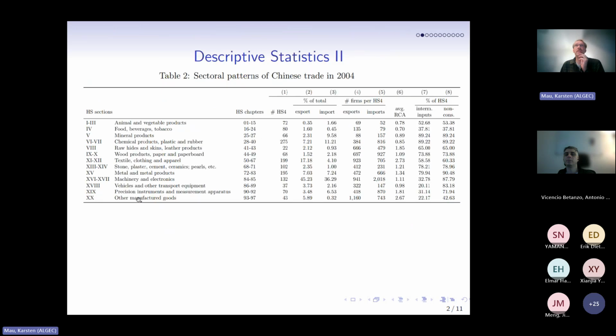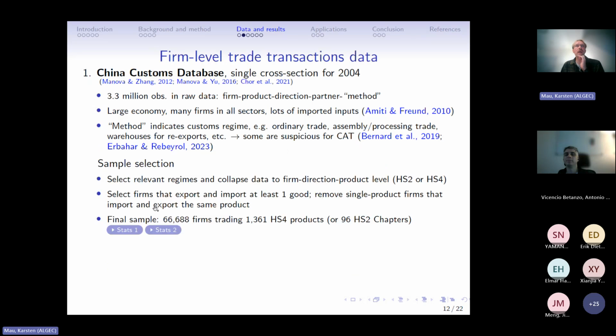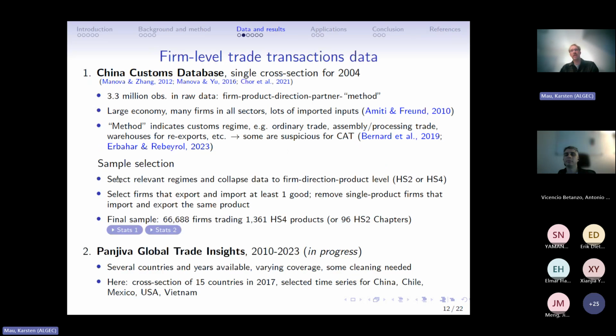Then, this is a bit more on the sectoral composition. Maybe this is not so relevant now. I go back to proceed with the data description.